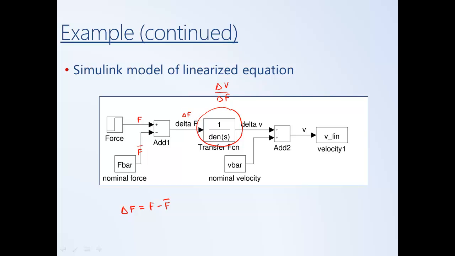And then we get an output delta v, but again, what we really are concerned with is the overall velocity of the vehicle. And so in order to get v back, we need to add the delta v to the operating point v bar. And that gives us v, or at least a linearized approximation of the velocity.